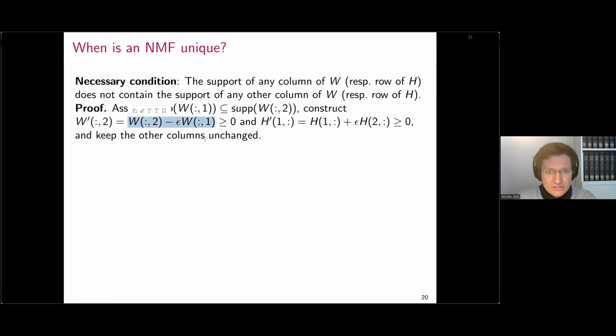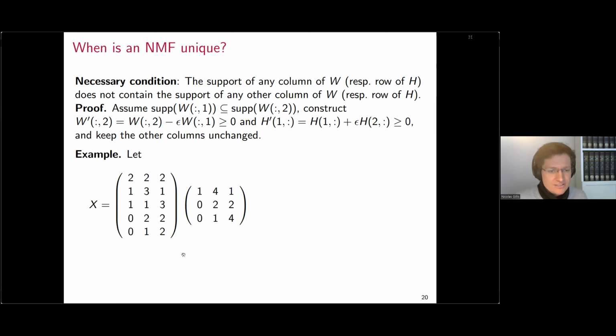This will remain a negative as soon as epsilon is small enough. So let me show this on an example. It's always easier on an example. So if I ask you, is this NMF unique? You can directly say, no, it's not unique, because the second column here contains the support of the first column.